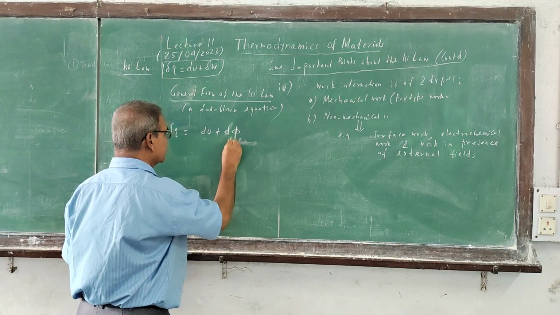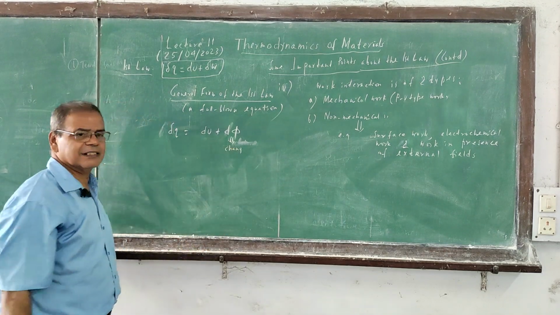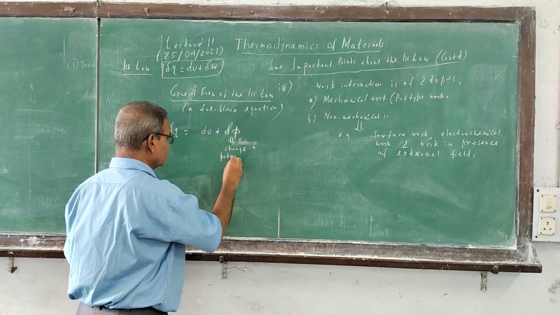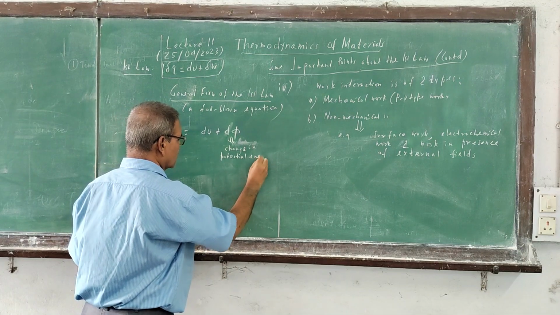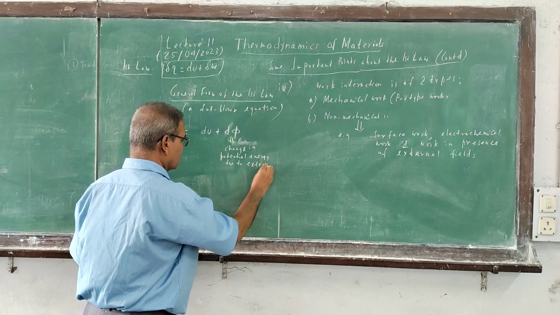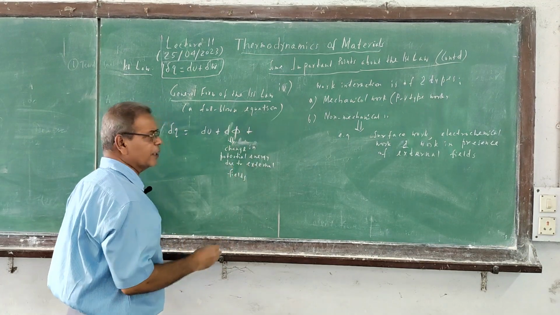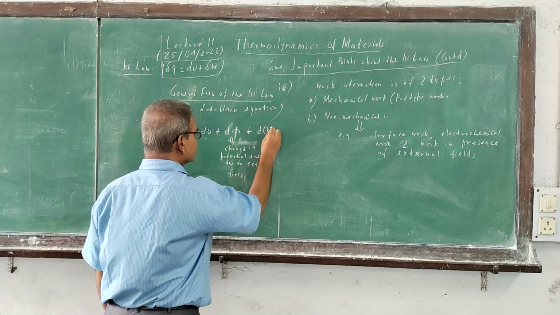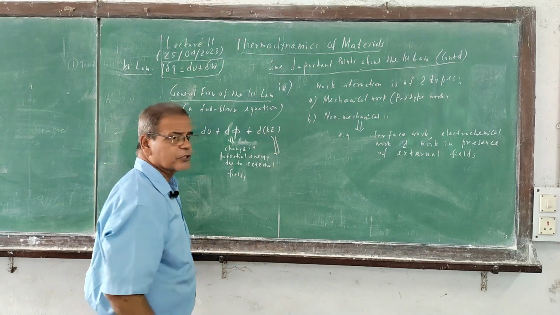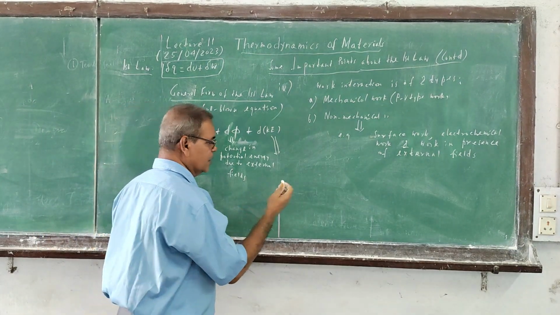Let me write here better. dq, du, these are all changes. Change in potential energy due to external fields. Then another one I am introducing, d kinetic energy. This is bodily motion of the object, of the substance. Bodily motion of the body.